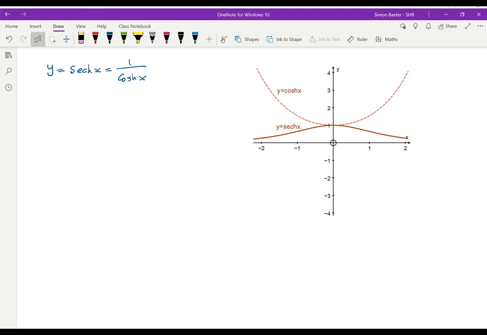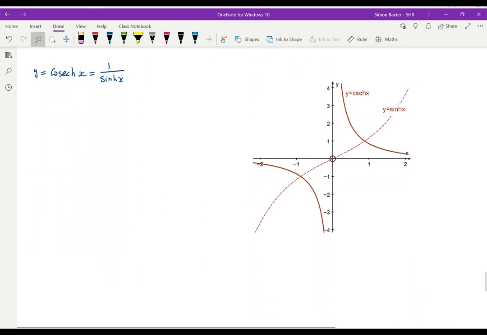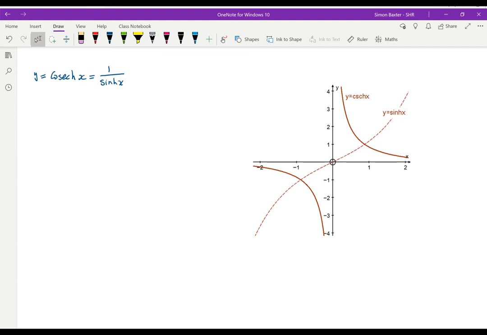1 over sinh is cosech. So let's have a look at that. Same idea, we should be able to divide a curve by looking at it. Cosech is 1 over sinh, here's sinh. 1 over 0 is not very nice. 1 over a very small number is huge. 1 over a very large number is small. And of course, the same thing is going to happen, but negative, down the other side. So there is cosech x.